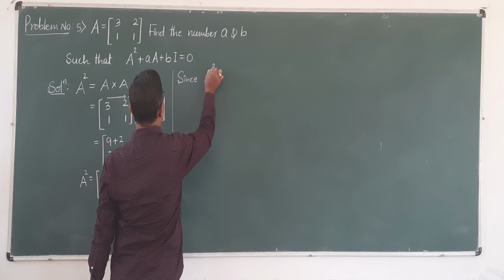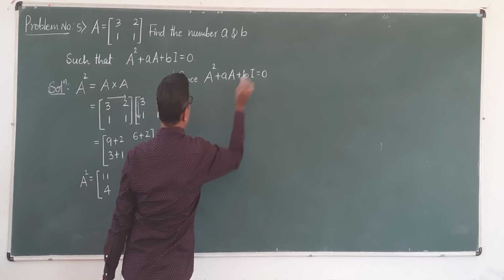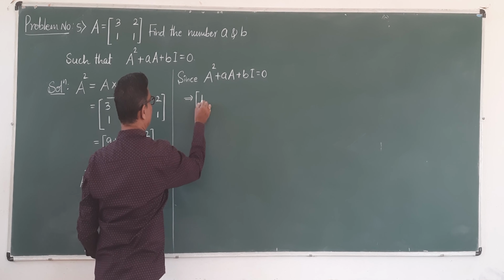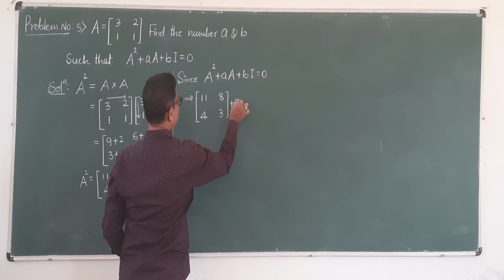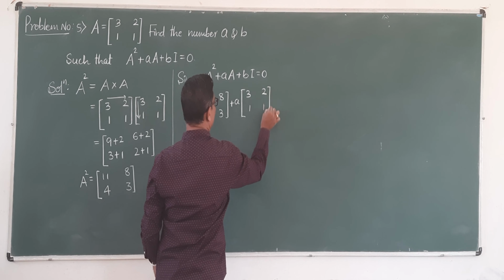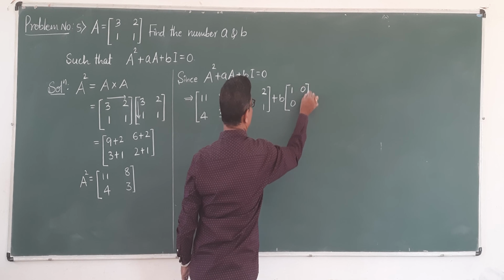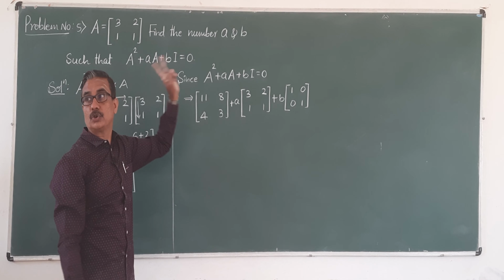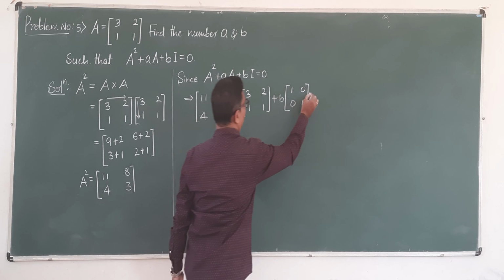Since the given equation is A square plus A into A plus B into I is equal to 0. Substituting the values. What is A square? A square matrix is 11 8 4 3, plus A into matrix A, first row 3 2, second row 1 1, plus B times I, the identity matrix. What is the identity matrix? 1 0 0 1. It depends upon the given matrix. Since the given matrix A is of order 2 cross 2, take I as the unit matrix of order 2 cross 2, is equal to 0.